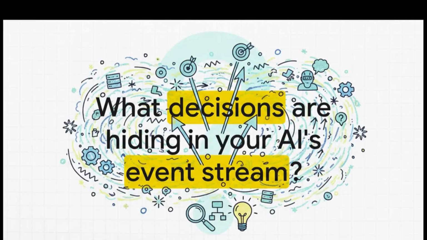So I want to leave you with this one question to think about. When you go back and look at that massive stream of events your own systems are producing, what are the crucial decisions hiding in all that noise? Because once you start focusing on the decision, and not just the event, you can unlock a whole new level of understanding about how your humans and your AI are really working together.